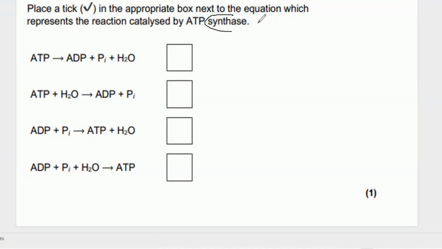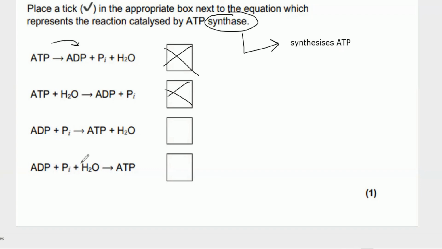So we've got to look at the word synthase. What does synth mean? Think of synthesize, photosynthesize. Synthesize means making or creating. So ATP synthase synthesizes, or plays a role in the synthesis of ATP, in making ATP. So we're really looking for an answer where ATP is on the right hand side because it's being made. So these top 2 are definitely wrong. So it's got to be one of these bottom 2, because ATP is being made in both of these.